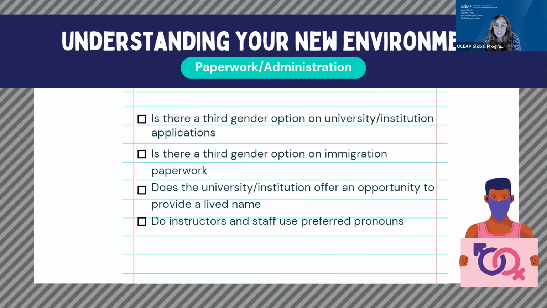Immigration and visa paperwork is not something that there's flexibility on. So this is something that you'd really want to think about as you're starting to decide if this is something you want to move forward with. Does the university or institution have an opportunity to provide a lived name? And do instructors and staff use preferred pronouns in the classroom and program related activities? So these are important questions to ask.